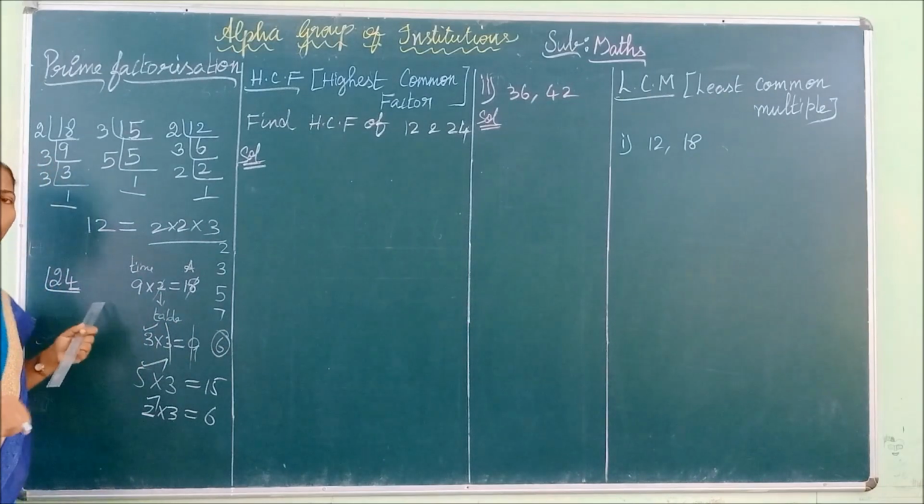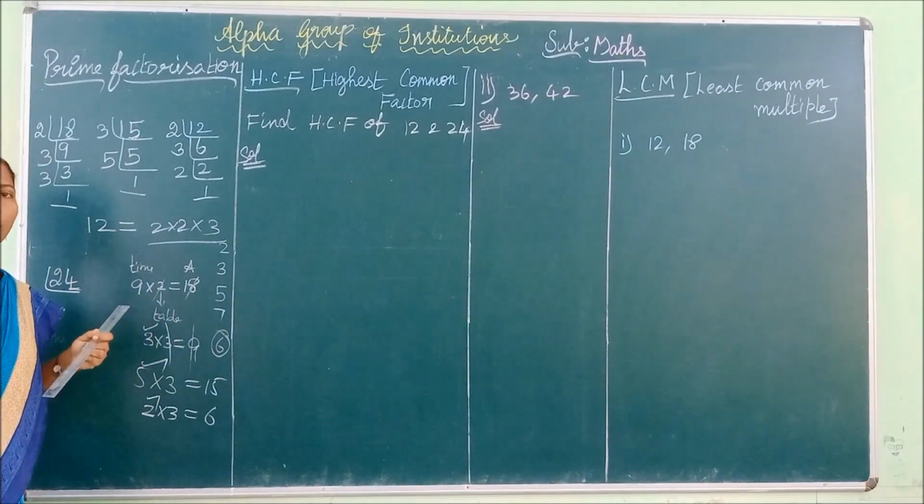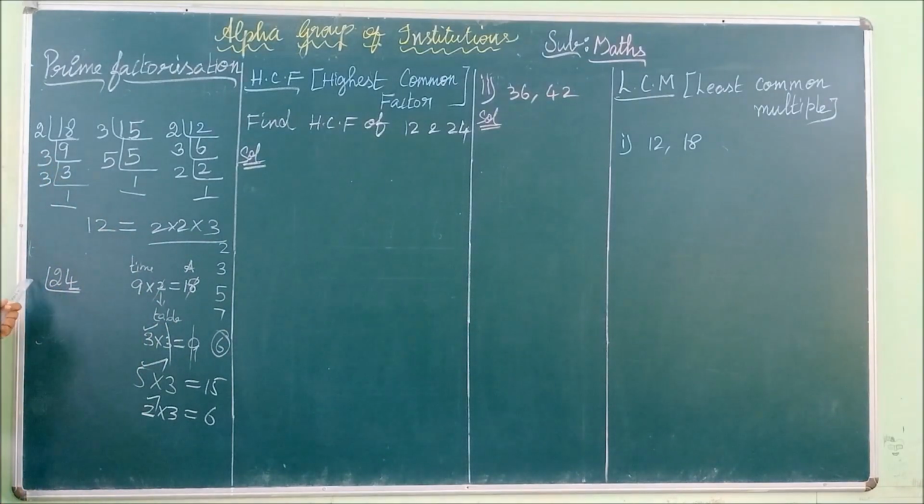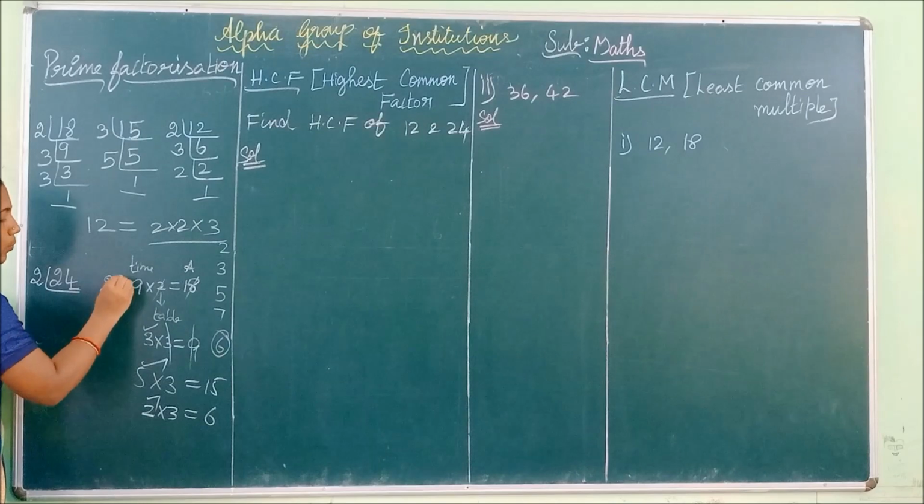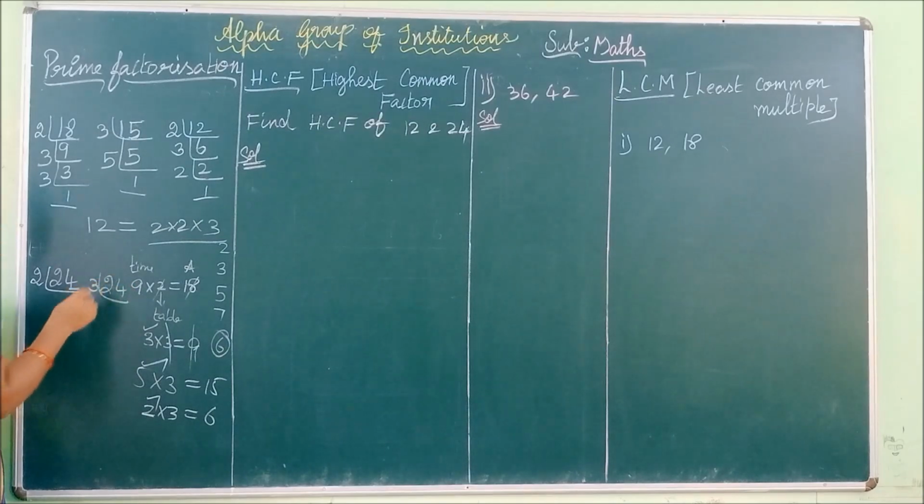Sum the digits: 2 plus 4 plus 6. So it is also divisible by 3. So here you may choose 3 or 2. Both are correct. First I am choosing 2 as a divisor. Suppose you choose 3 as a divisor, then you have to write 3. You can do it in both methods.